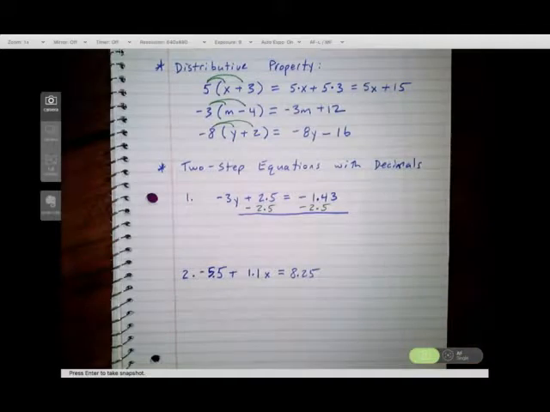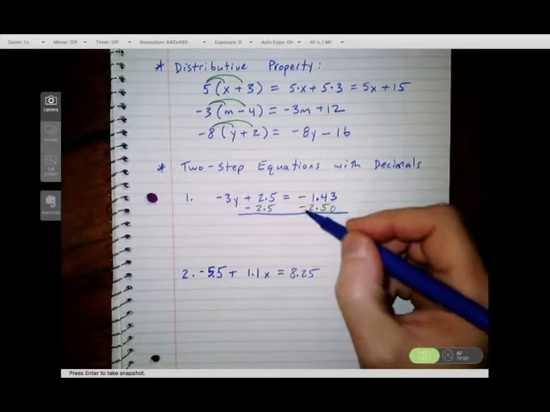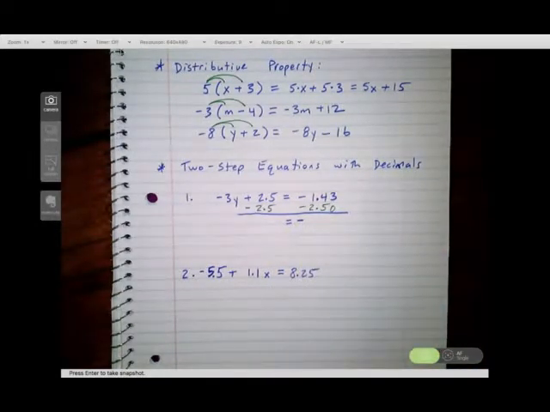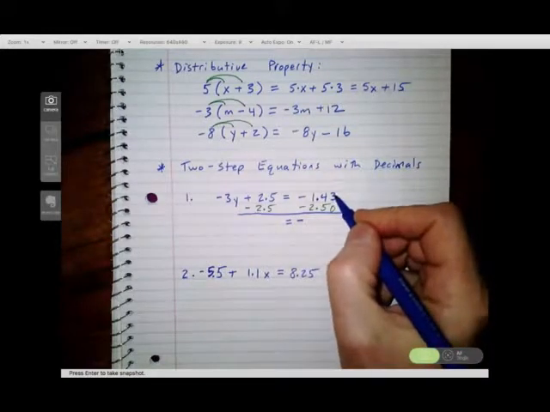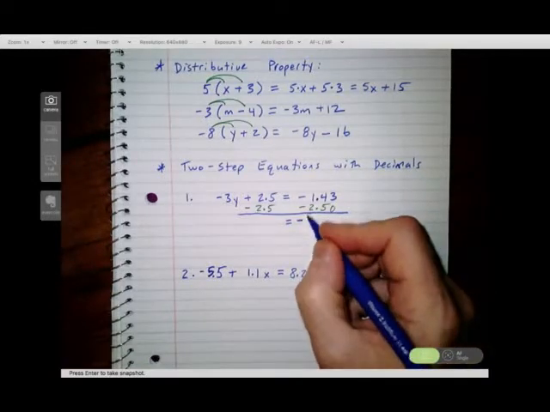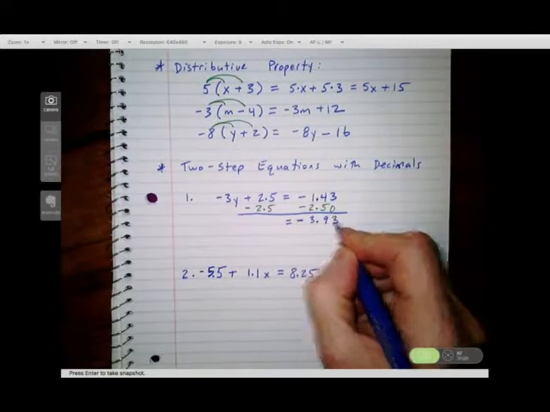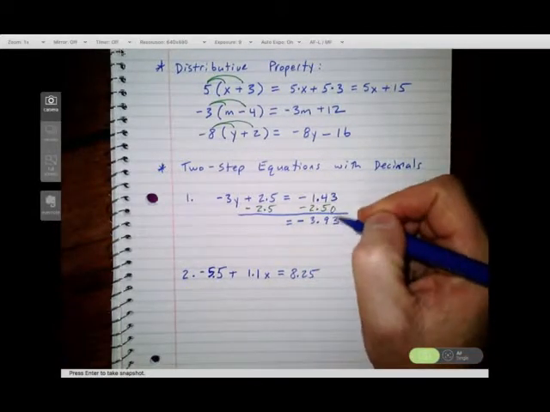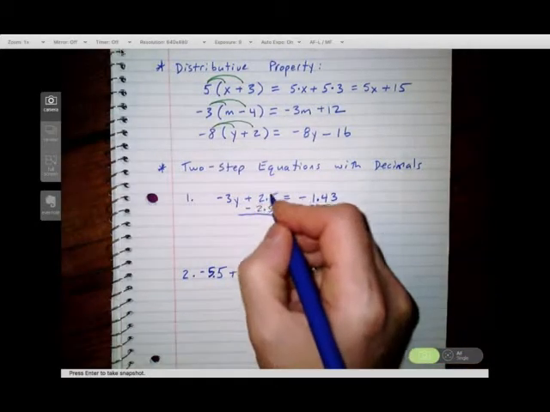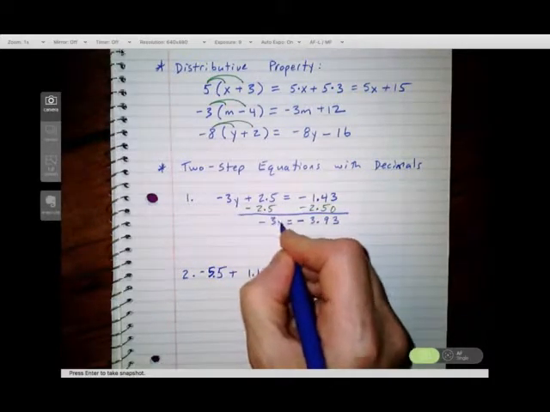Be careful with the signs. I'm going to add a 0 here. Remember, they're both negative, so what ends up happening is we add them up and keep the sign. So negative 1.43 plus negative 2.5, or 2.50, is going to be negative 3.93. 3 plus 0 is 3, 4 plus 5 is 9, negative 1 and negative 2 makes negative 3. Again, this cancels out over here. This makes 0. So what's left is negative 3y.